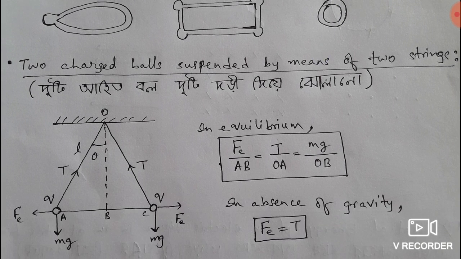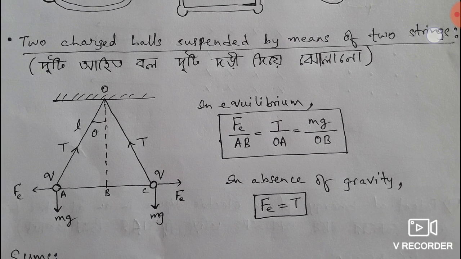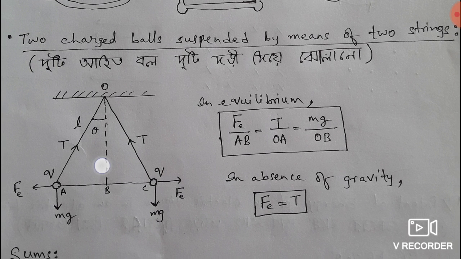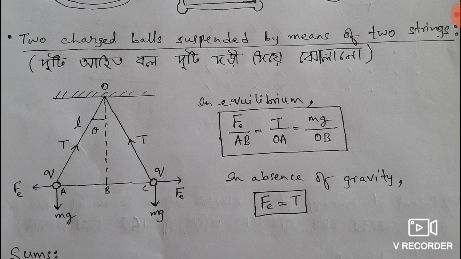Now let us discuss another important point, two charged balls suspended by means of two strings. Here in this picture we can see that two strings are suspended from a rigid support. The two bodies, body A and body C, have charges Q and Q, and they are acted upon by three forces: tension T in the string, weight of the body mg acting downwards, and the electrostatic force of repulsion between the charges, Fe.